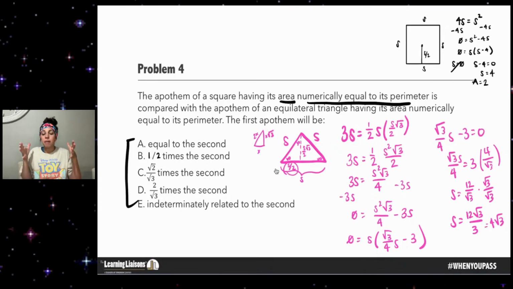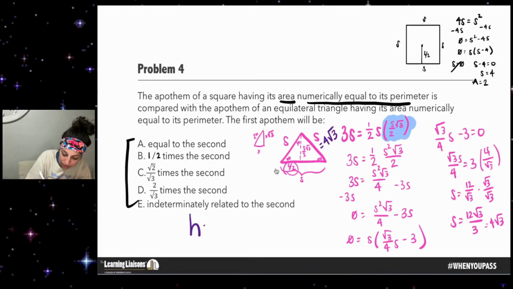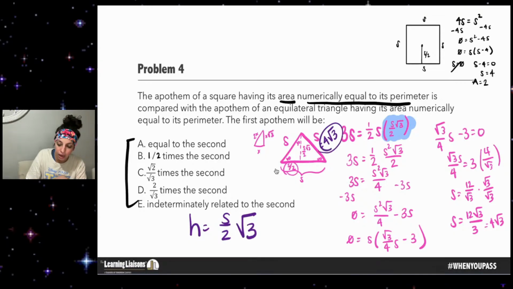Now, keep in mind, that is the side of my triangle. The height of my triangle is this mess. And if the side is 4 square roots of 3 and height equals S divided by 2 square root of 3, then I can plug the 4 square roots of 3 in for the S, right?